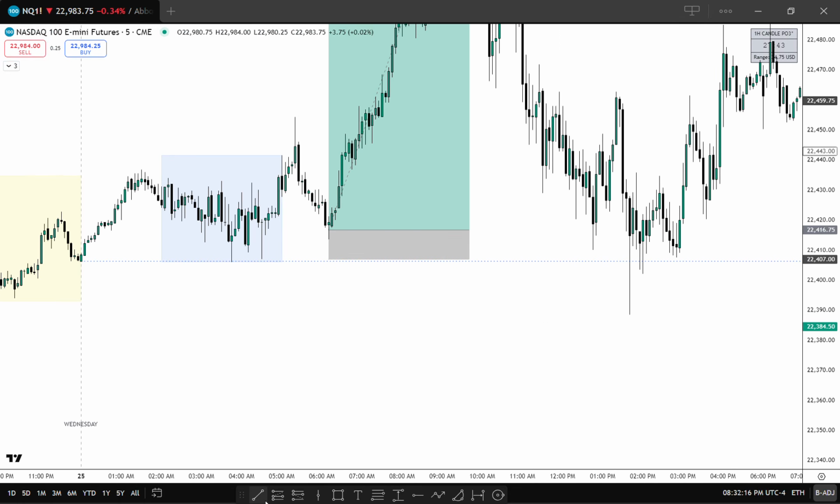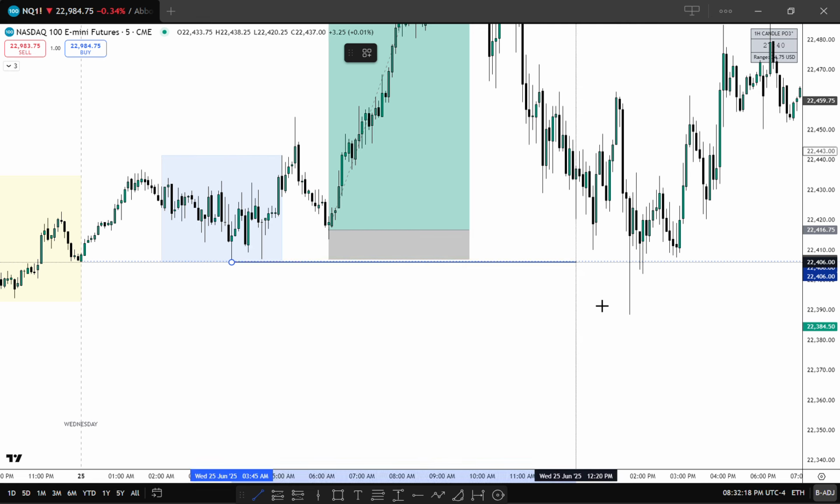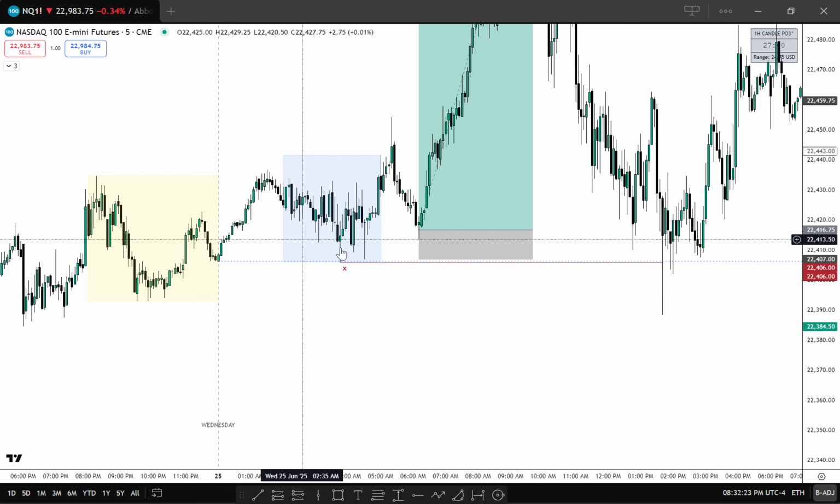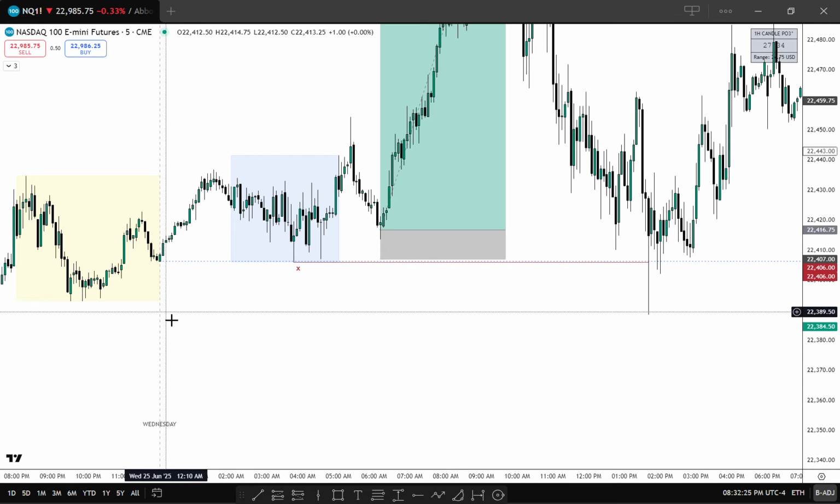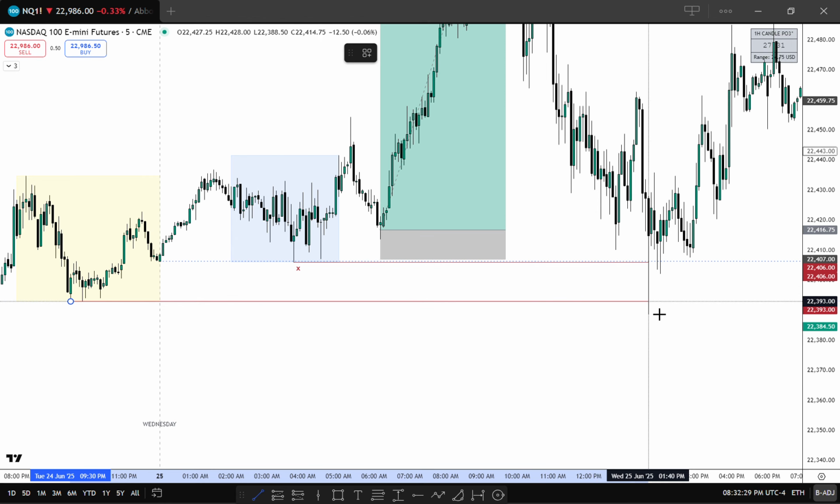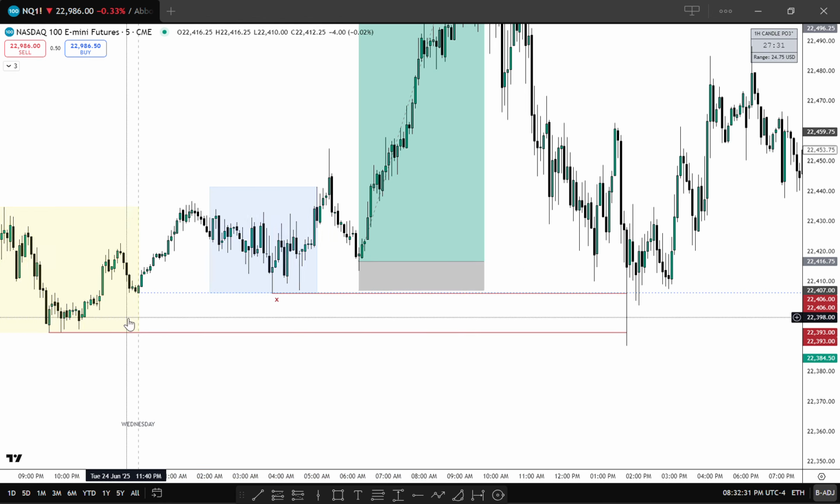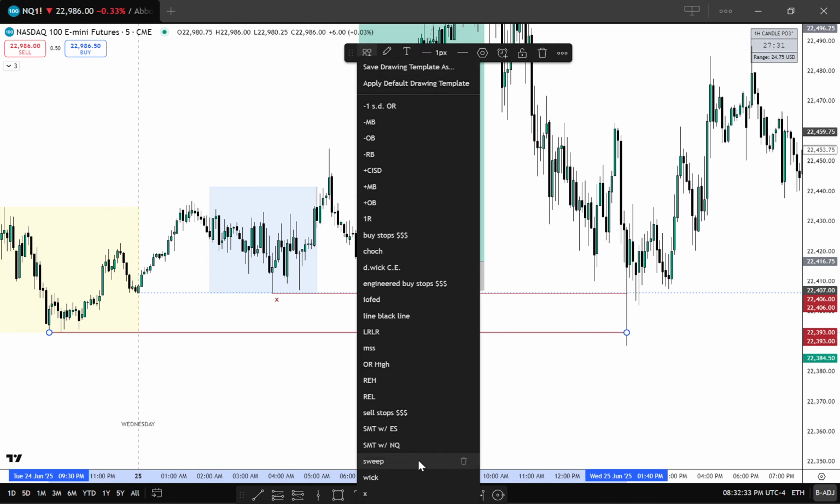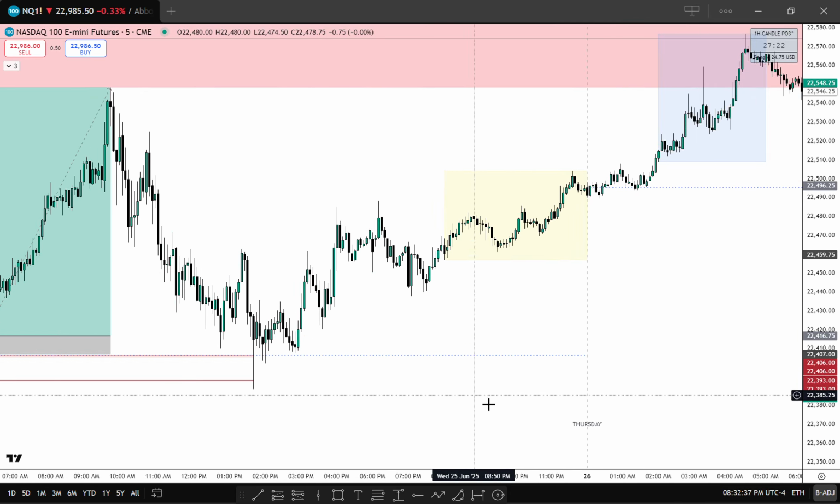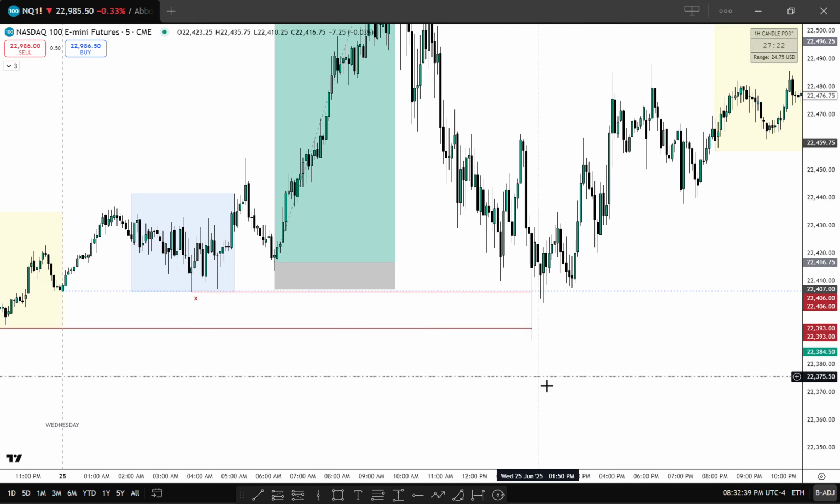Another way is wicks are often manipulations that take out liquidity. So if you take a look, this is a sweep of the London range low sell side. Also, it swept the Asia range low sell side. So once you see these two sweep levels, this could frame our narrative to place a buy position.